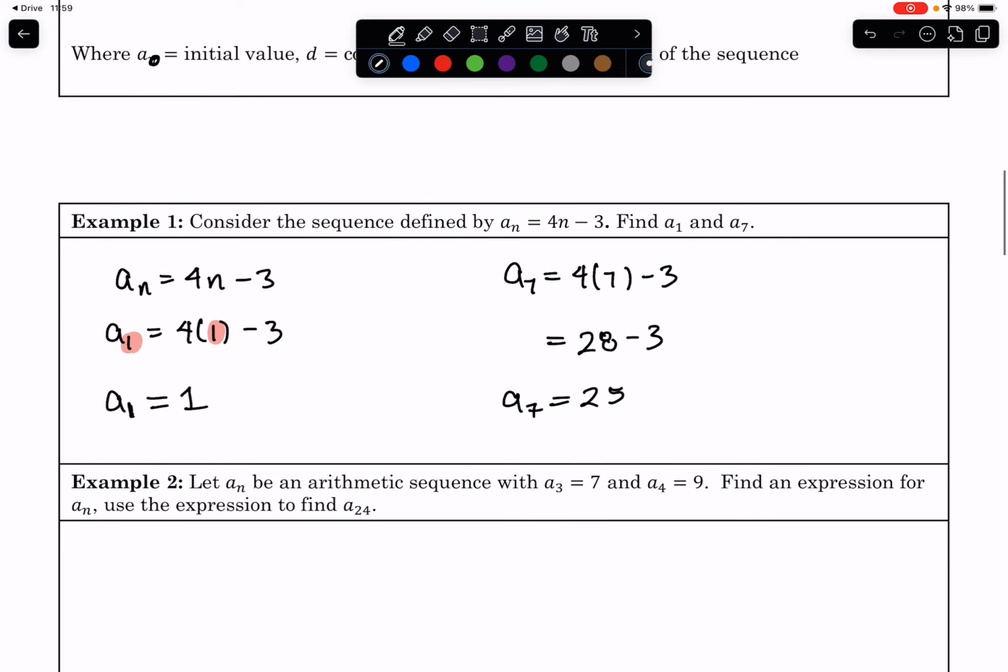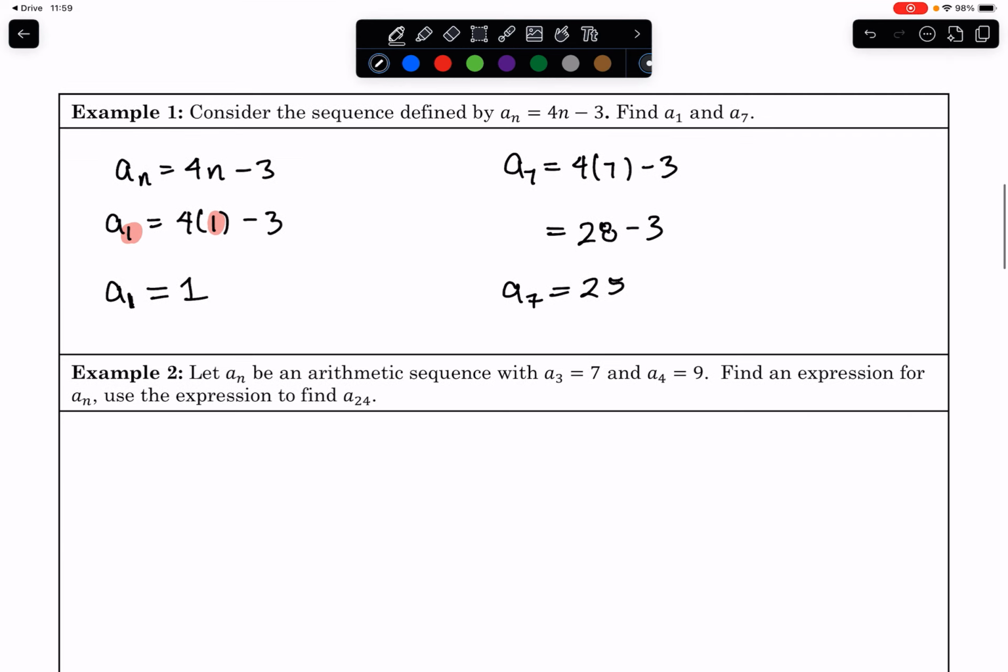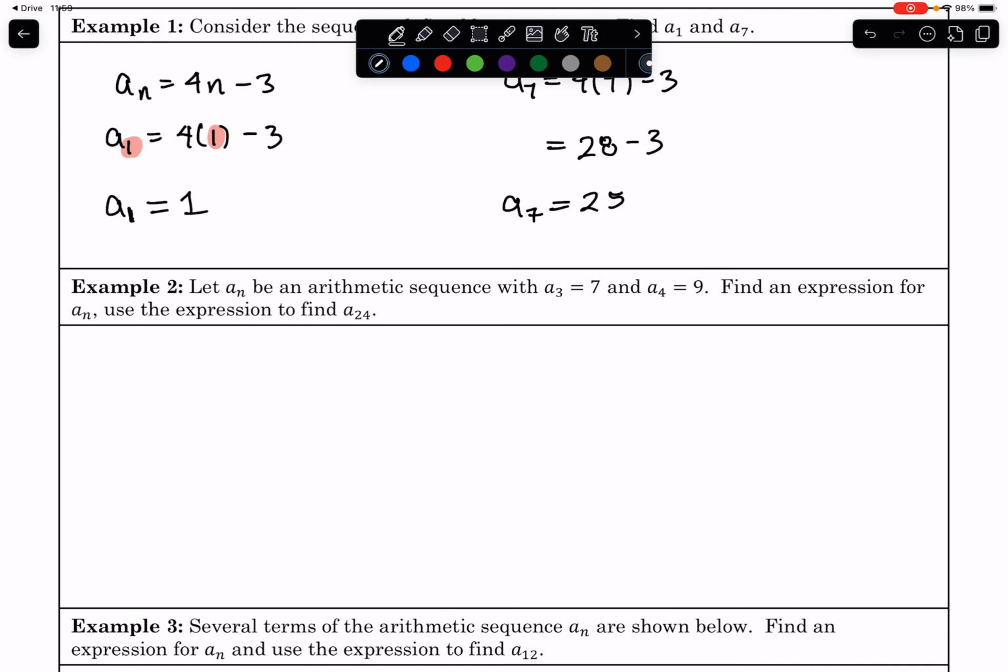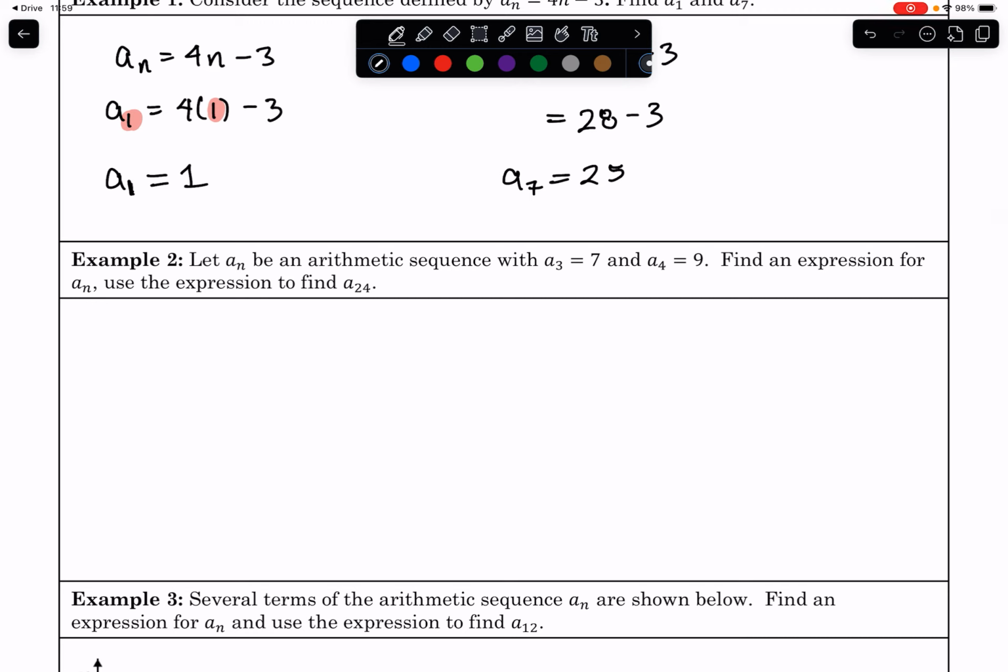Now, the second thing we're going to do is, okay, how do we figure out this sequence? How do I determine, again, the value of a sequence if I have two different numbers? So a sub n is an arithmetic sequence with a sub 3 equal to 7 and a sub 4 equal to 9. Let's find an expression for a sub n and use the expression to find a sub 24, so the 24th number in the sequence.